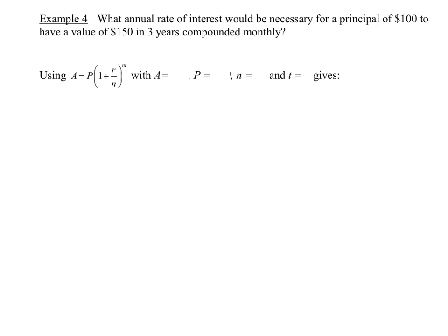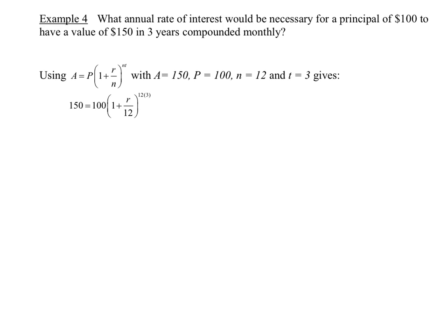Now your A in this example is the amount that it's going to grow to: $150. The P is the principal, the original amount that we put in, which is 100. The N is the number of times that we add interest in a year. If it's compounded monthly, then N is equal to 12. And the T is the number of years, and in this example it's 3. So setting up an equation, just plugging in those values, should give us something that looks like this.